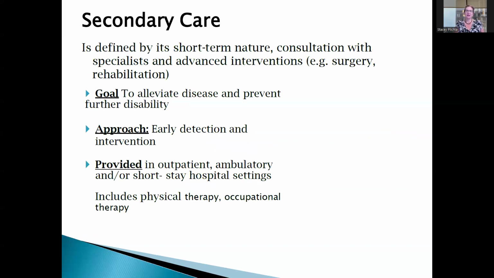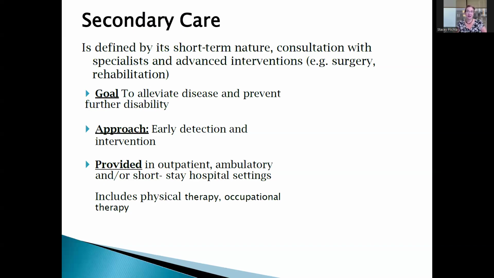Secondary care is done by specialists, but it's defined by its short-term nature, consultation with specialists, and then advanced interventions such as surgery, chemotherapy, rehabilitation. And the goal is to alleviate disease and prevent future disability. The approach is early detection and intervention.